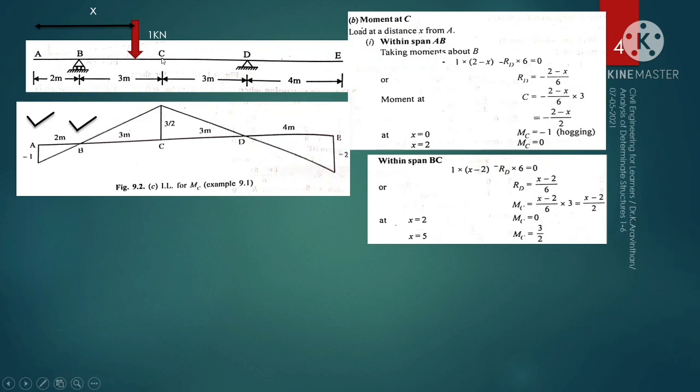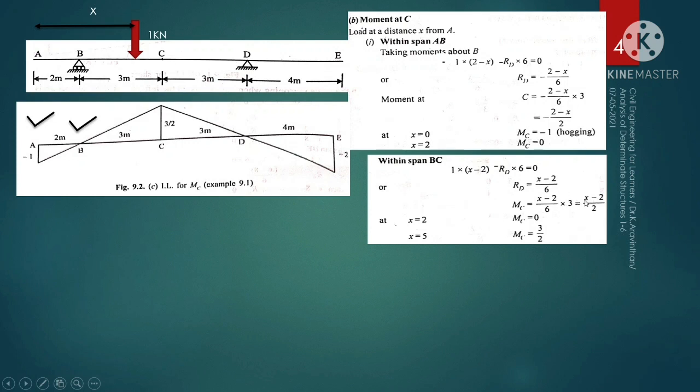Now if I need the moment at this point, after finding the reaction for each and every span, you have to find the moment. Either I can look at the left hand side or right hand side of this point C. So RD into distance will be 3. Now the reaction D is (x minus 2) divided by 6, so (x minus 2) divided by 6 is RD into 3. If I substitute the coordinates, B is at x equal to 2 meter distance and C is at x equal to 5 meter distance.